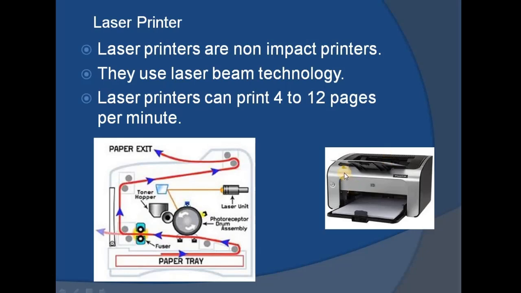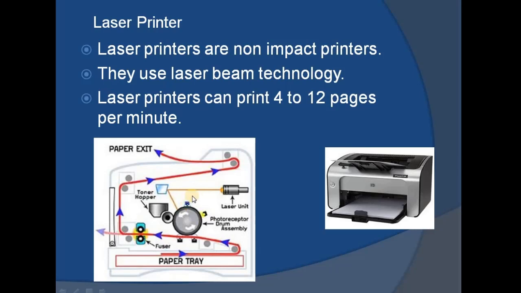and they can print up to 4 to 12 pages per minute. Again, it depends on which type of printing machine we are taking. If you take the latest printers, they may print up to 15 to 20 pages per minute. And if you purchase the higher-end printers, their quality and capacity will be much higher than the older versions of these printers.